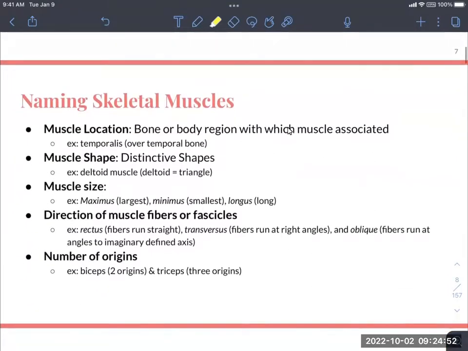So, when we name our muscles, they are named based off of a few different things. It could be the location of the muscle, like the bone or that body region.